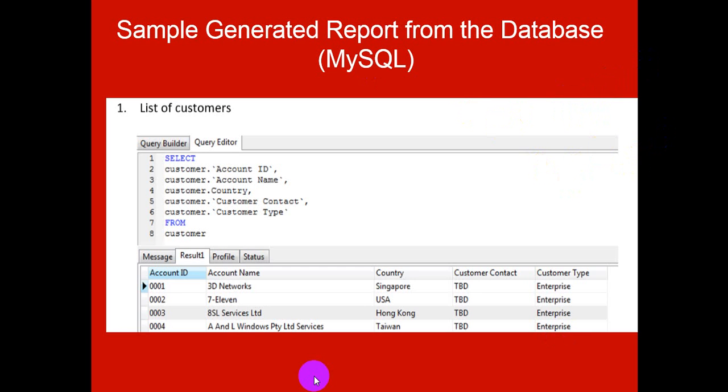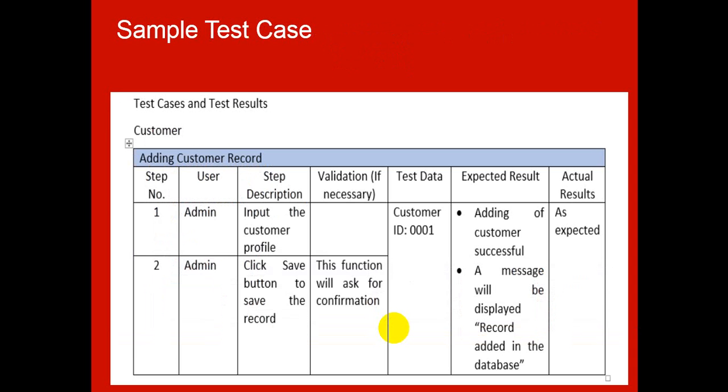This is a generated report from the database under MySQL. Down at the bottom, you would be able to see the result of the generated data that came from the MySQL database. This is a test case and the test result for the customer. This is an adding customer record, where you have the admin as the only user who can input the customer profile and save it to the record.